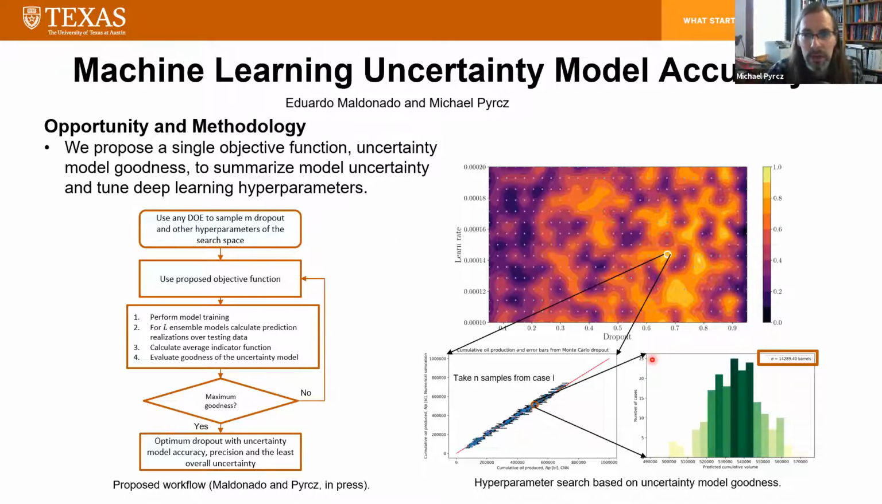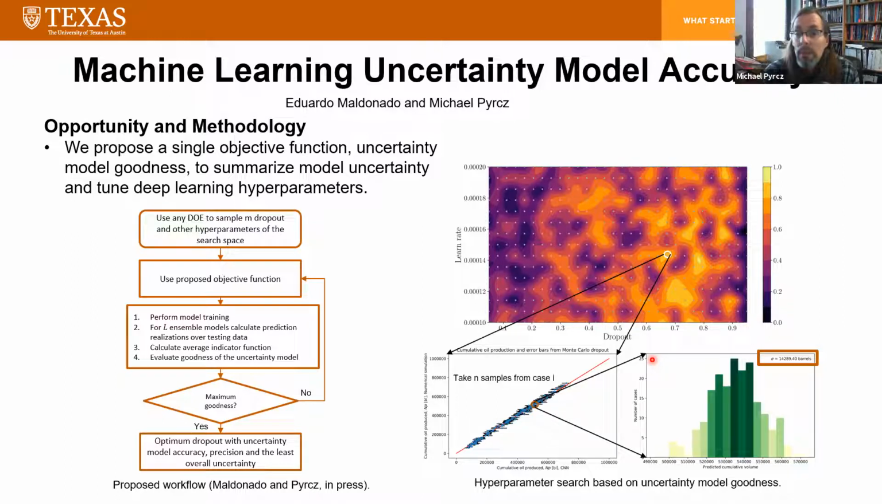Uncertainty is critical to everything we do. I'm going to make a strong statement. Deep learning and machine learning methods are not developed to build good uncertainty models. In fact, machine learning is overly focused on accuracy of the estimate, not uncertainty.